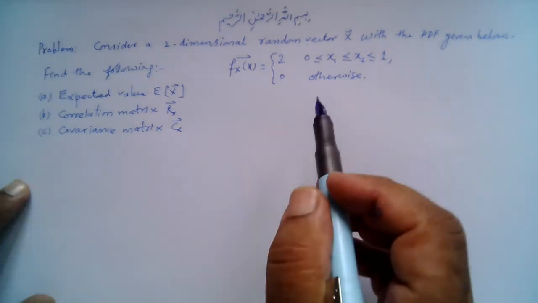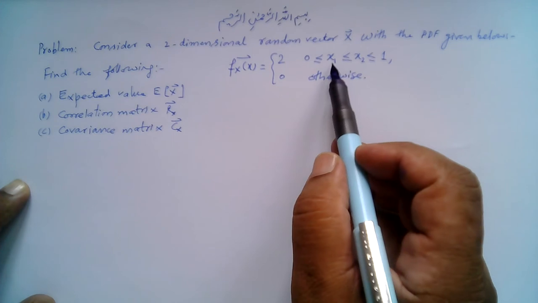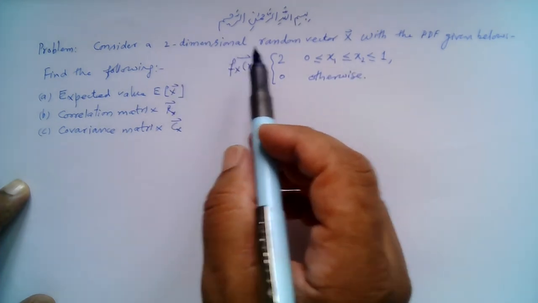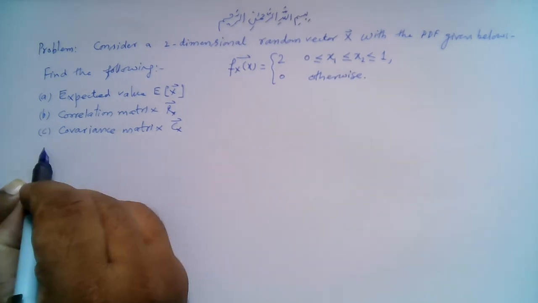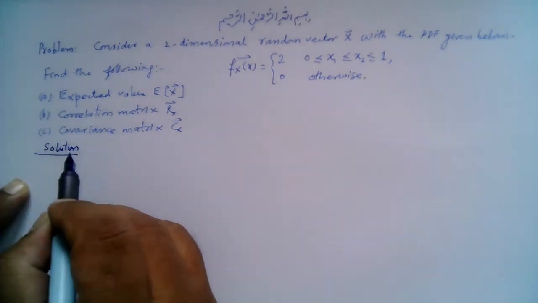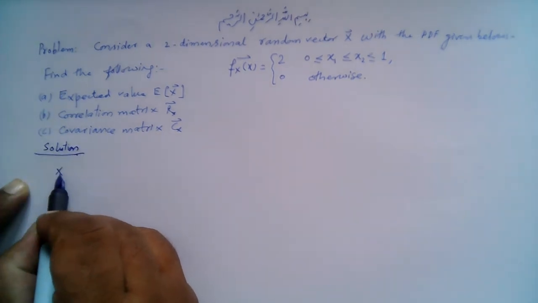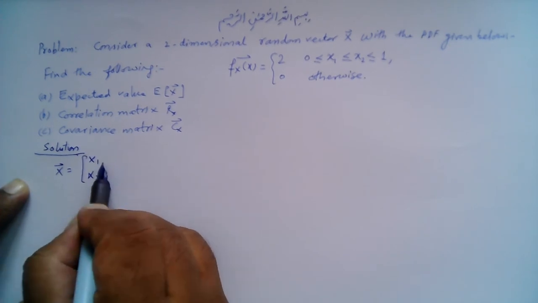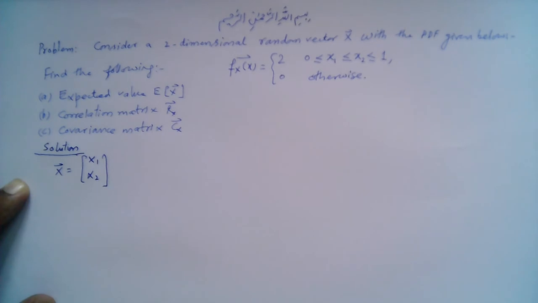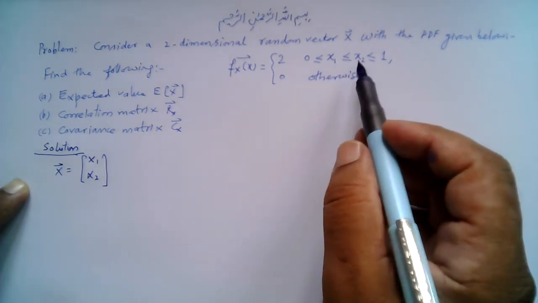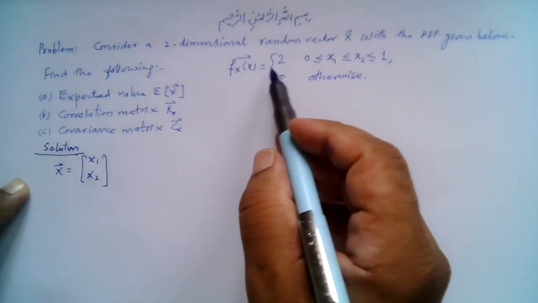So let us first notice that the random variables here are x1 and x2. We are given that this is a two-dimensional random vector. So this random vector comprises two elements. So we can say that x bar is equal to x1 and x2, right? So this is a two-element random vector. And let's also plot the region where this PDF is non-zero.